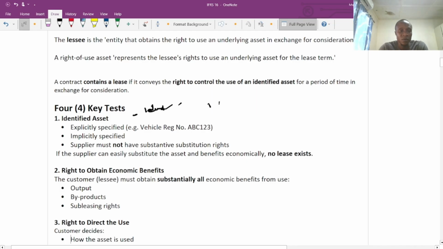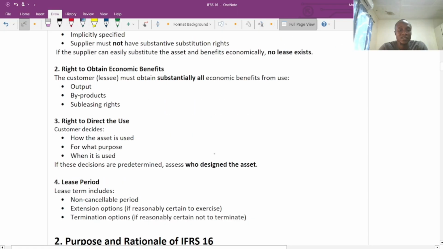The third point, the right to direct the use. As I mentioned earlier, the lessor should not continuously direct the utilization of the asset. Once the lease agreement has been finalized, then automatically the lessee should have the right to use the asset, should have the right to direct how the asset should run. Although you should not utilize the asset at the expense of the legal ownership.